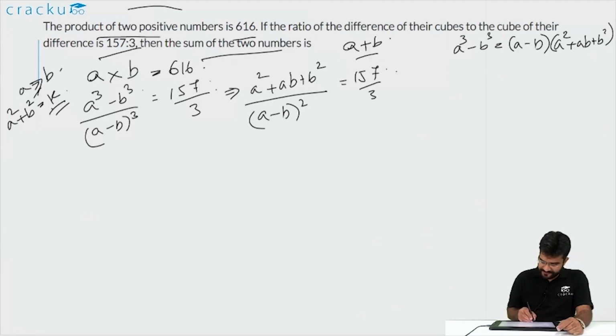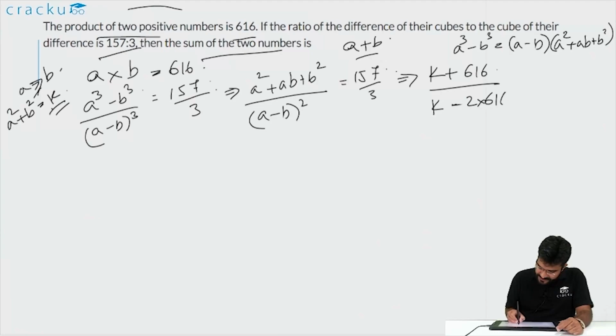That is our strategy. So a square plus ab plus b square will be simplified to k plus ab, which is 616, by a minus b whole square, which is k minus 2 into 616, because this is 2ab. This is equal to 157/3. So using this equation, we will try to find out the value of k, then find out k plus 2ab, which will be a plus b whole square, then take its square root to find out the value of a plus b. Now you can simplify the given equation.